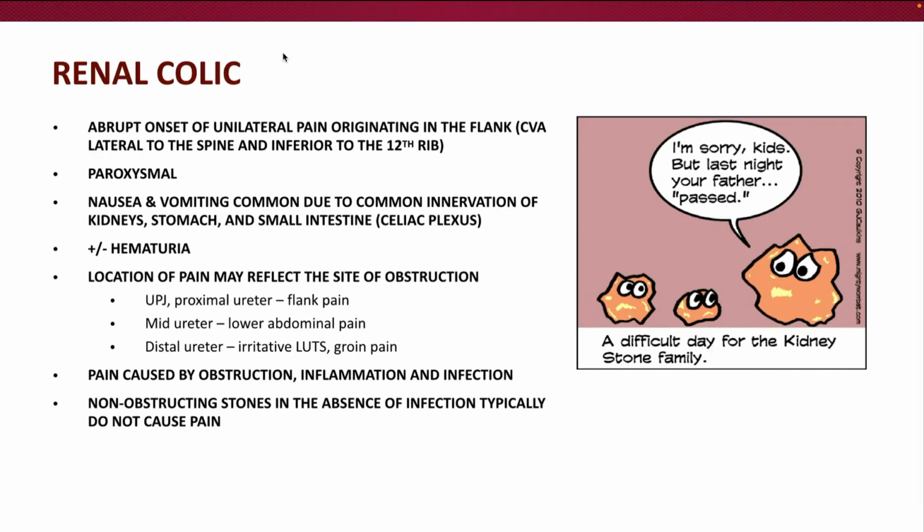So what we expect is signs of renal colic: abrupt onset of unilateral pain originating in the flank, paroxysmal, nausea and vomiting common due to common innervation of kidney, stomach, and small intestines. Plus or minus on whether you'll have hematuria. The location of the pain may reflect the site of obstruction: UPJ, proximal ureter, flank pain; mid-ureter, lower abdominal pain; distal ureter, irritative LUTs, groin pain; pain caused by obstruction, inflammation, and infection.